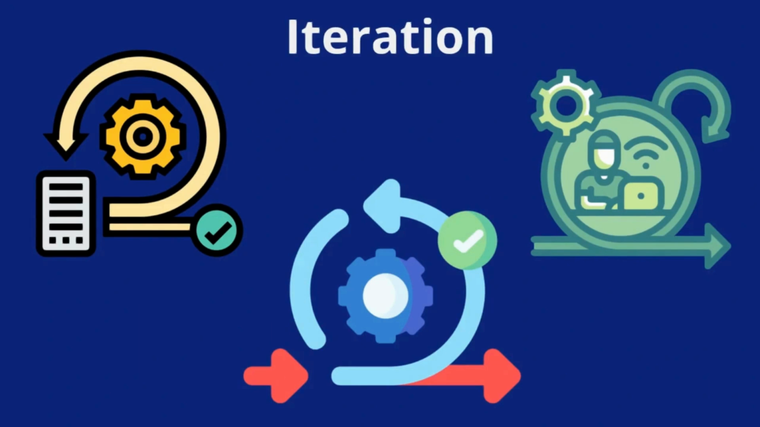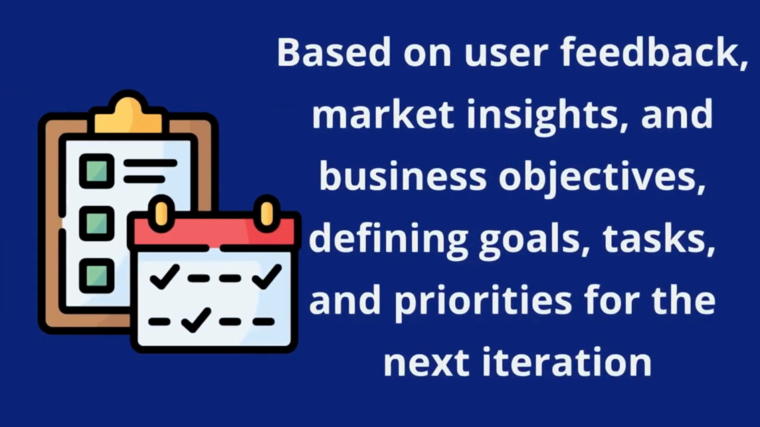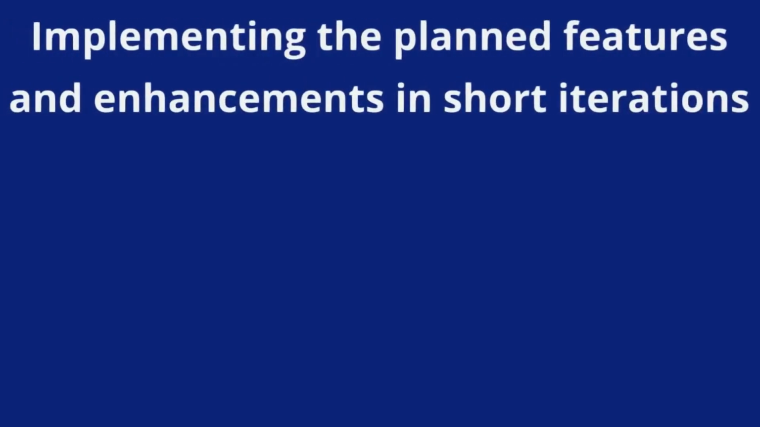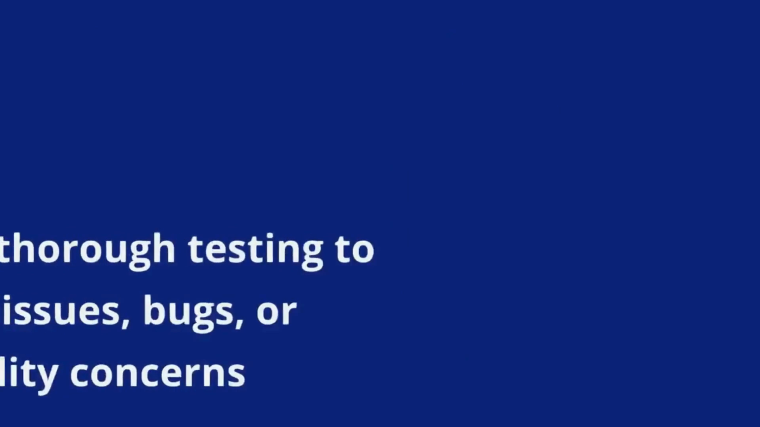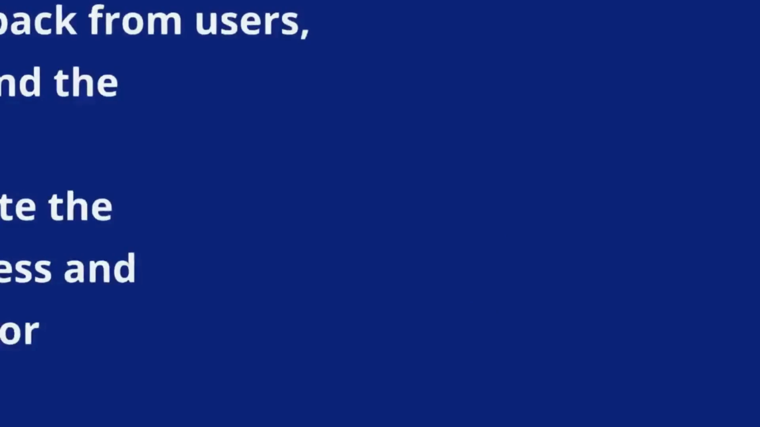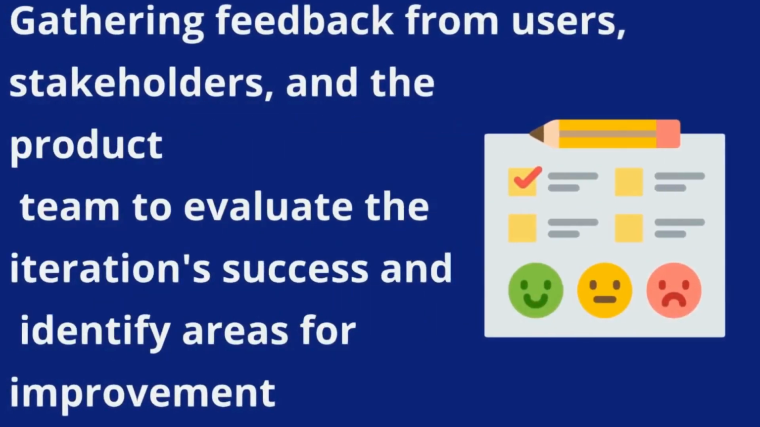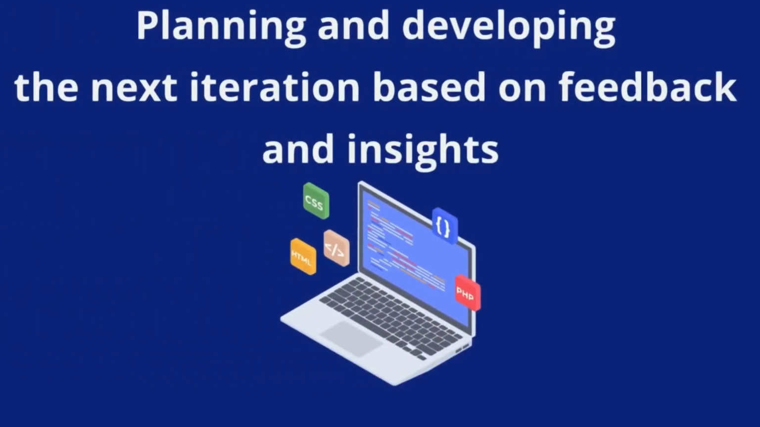The following are typically involved in each iteration. Based on user feedback, market insights, and business objectives, defining goals, tasks, and priorities for the next iteration. Implementing the planned features and enhancements in short iterations using agile methods. Conducting thorough testing to identify issues, bugs, or usability concerns. Gathering feedback from users, stakeholders, and the product team to evaluate the iteration's success and identify areas for improvement. Planning and developing the next iteration based on feedback and insights.